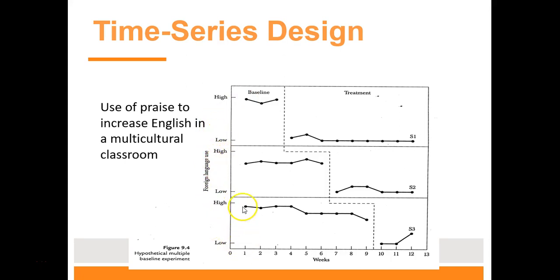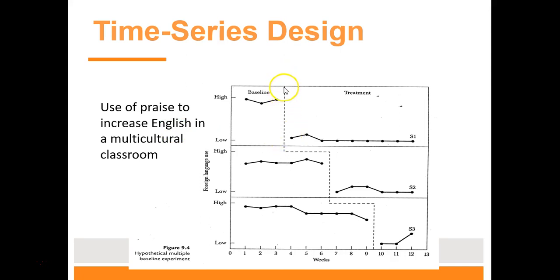You can see at week 1, in all 3 cases it's pretty high. Week 2, all 3 cases are pretty high. And week 3, all 3 students use quite a bit of the foreign language in the classroom. Then this dotted line represents the intervention, and the intervention is using praise to increase English. Every time the student uses English, they get praised by the teacher.